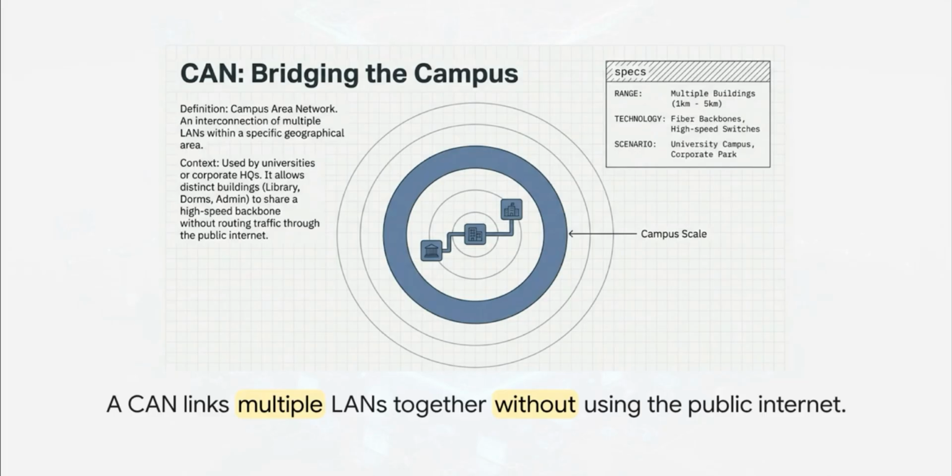Say, a university campus with a library, a few dorms, and an administration building. Well, that's where a campus area network, or a CAN, comes into play. It's designed to link multiple LANs together with a high-speed backbone, letting them all talk to each other privately without ever having to touch the public internet.